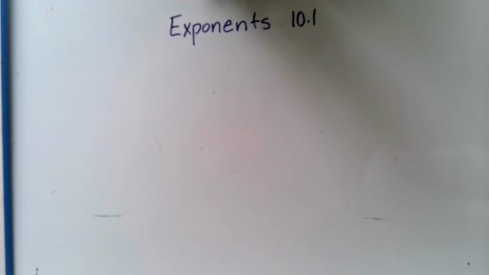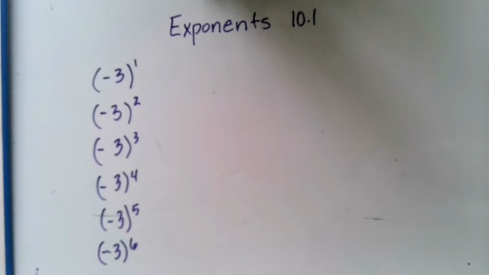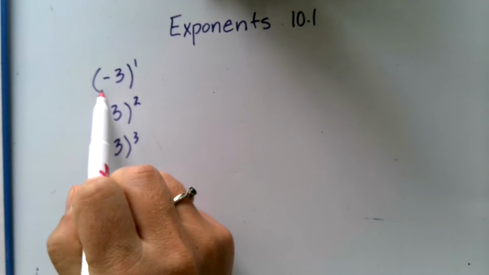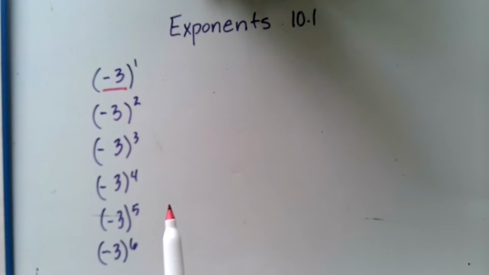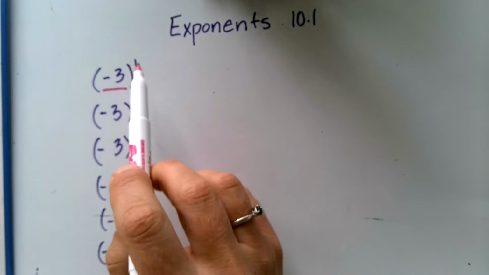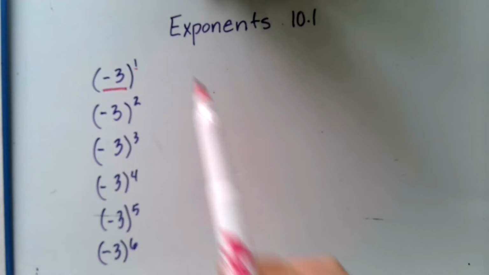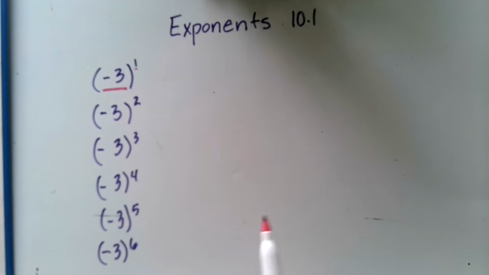Hi guys, today we are going to learn all about exponents. All right, so the first thing you need to know is what we call the different parts of exponents. Anything right here is called the base, and that's the number we're multiplying times itself. And this exponent up here tells us how many times we're going to multiply it times itself.